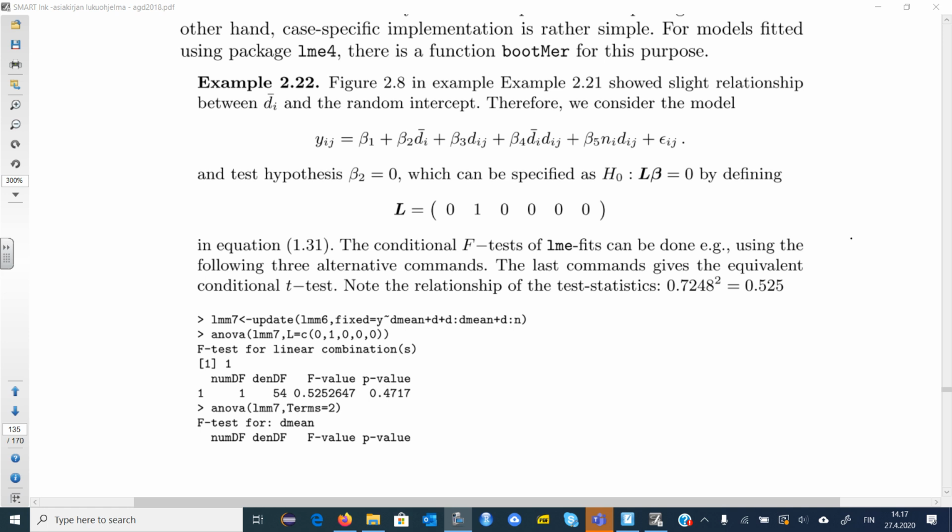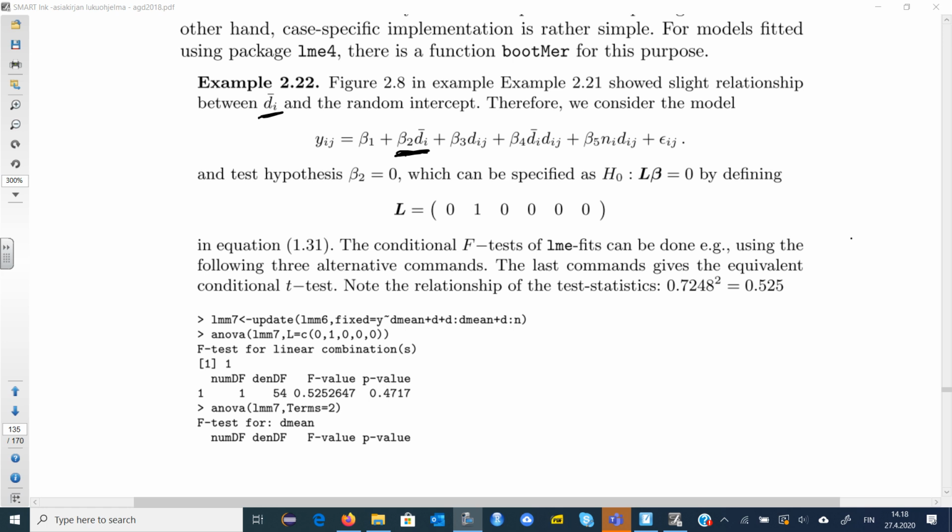diameter linear mixed effect model, we had some slight relationship between the mean diameter of the plot and the random intercept, and therefore we have updated the model so that we also include the mean diameter of the plot as an additional predictor. And now we would like to test whether we have evidence against the hypothesis that beta 2 is 0, which was assumed in the previous model.